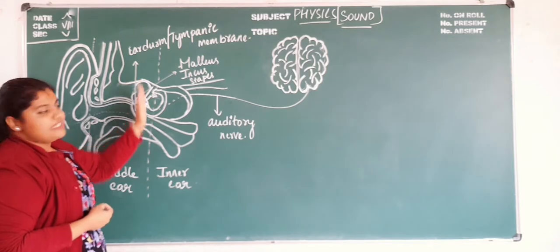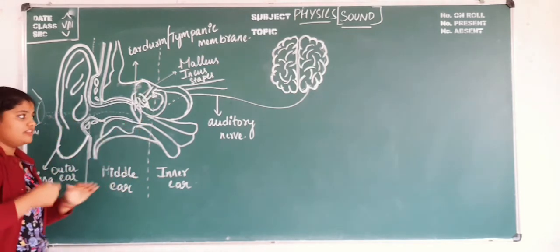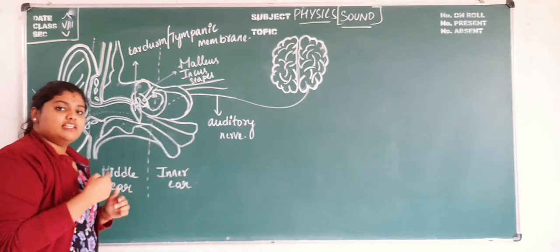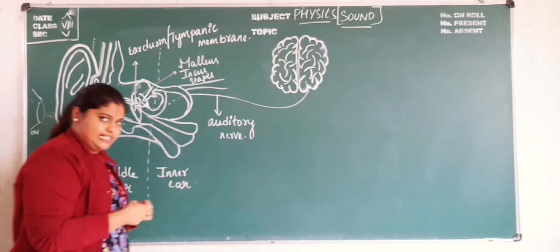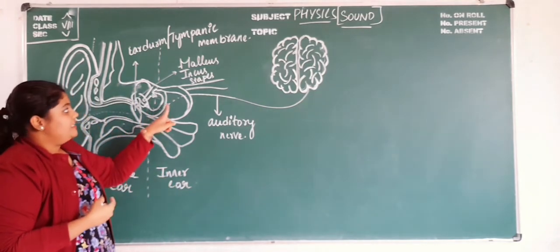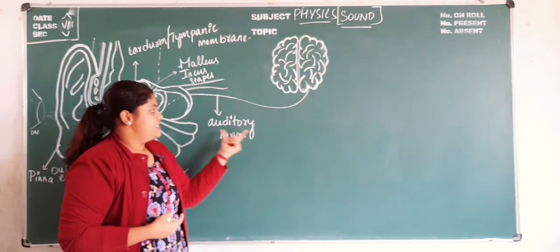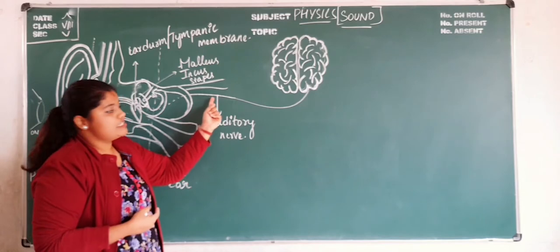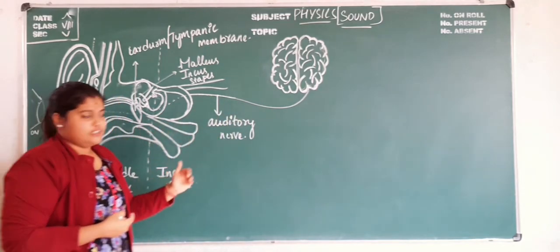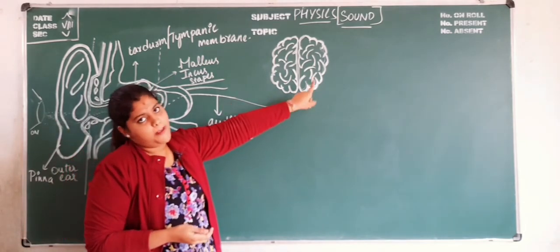And in the middle ear, the sound is amplified. The sound signals are strengthened in the middle ear. And then at a later part, these sound signals are converted into electrical signals. And these electrical signals are passed out through auditory nerves. So these electrical signals which are converted from sound signals are passed on through the auditory nerve which is connected to our brain.